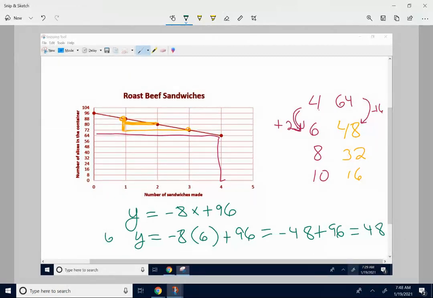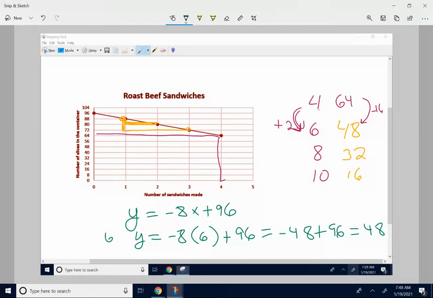So you could use the equation, you could use the pattern, and there's probably other ways you guys would be thinking of that you could use to find the answer to that question. But the thing you've got to be careful of: if you're losing 8 slices per sandwich, you're losing 16 slices for every 2.